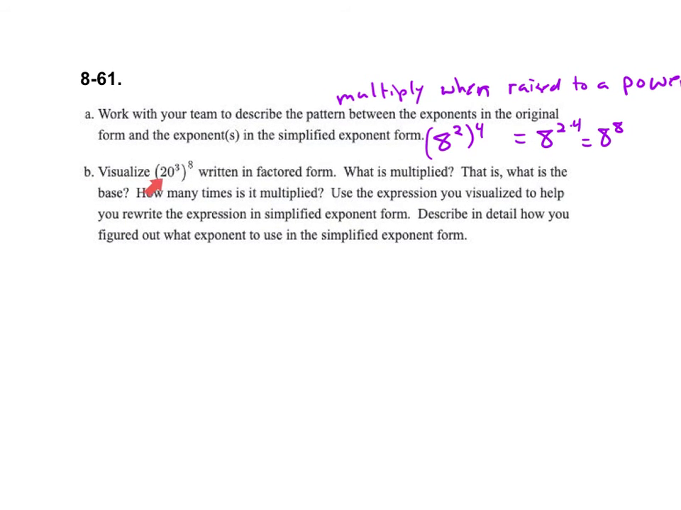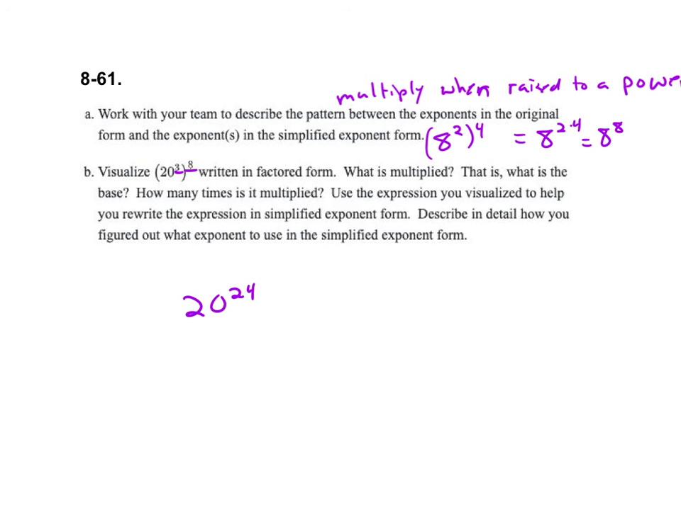Then our next problem, B, says visualize 20 to the third to the 8th written in factored form. Okay, so I'd have 3 groups of 20. So I'd have 20 times by 20 times by 20, and then I have 8 groups of that. What is being multiplied? That is, what is the base? Well, 20 is the base. And it's got 3 20s being multiplied 8 times, so I'd have a grand total of 24 20s there. Which is 3 times by 8. 20 raised to the 24th power.